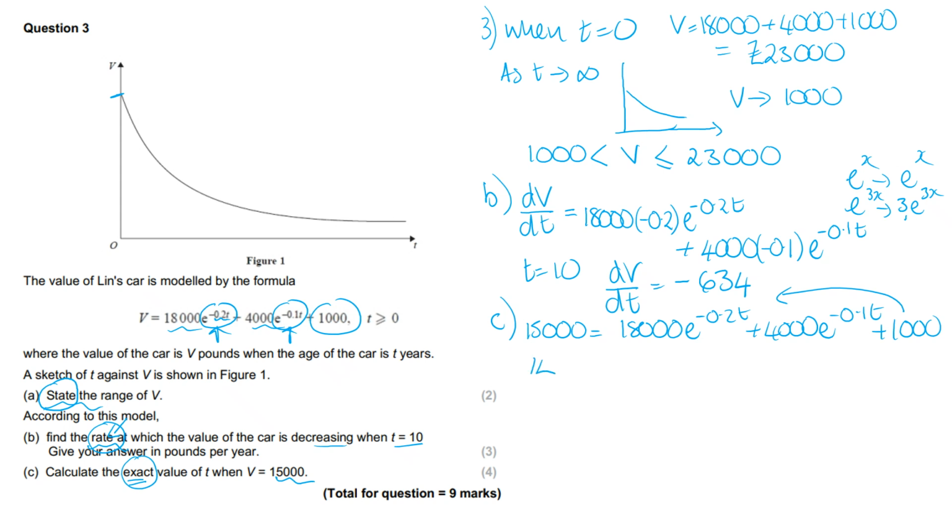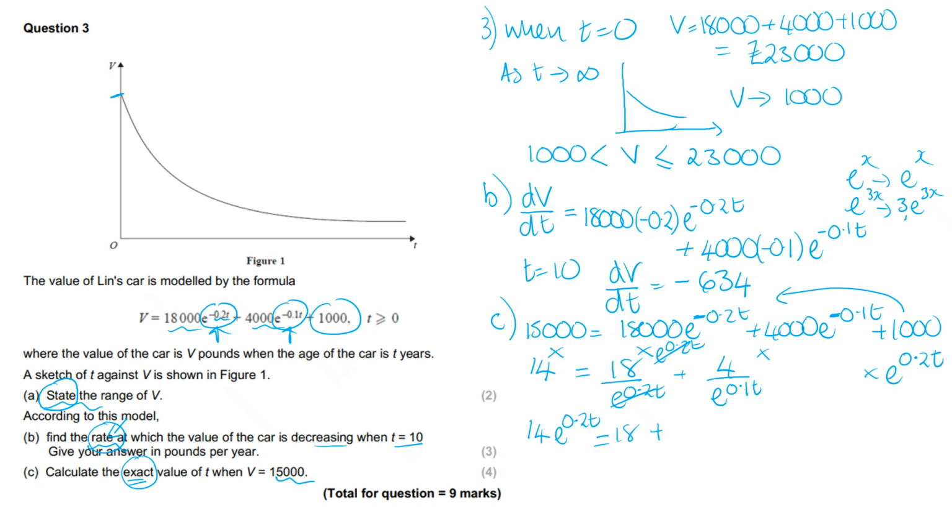You're going to get 14 is equal to 18. Now instead of having e to the minus, it just means it's going to be underneath, e to the 0.2t, plus 4, and then again this one is minus, so that's going to be really e to the 0.1t. Now what I'm going to do is times throughout by e to the 0.2t. So that's going to give me 14e to the 0.2t. If I times here by e to the 0.2t, they'll cancel, so I'll just have 18.